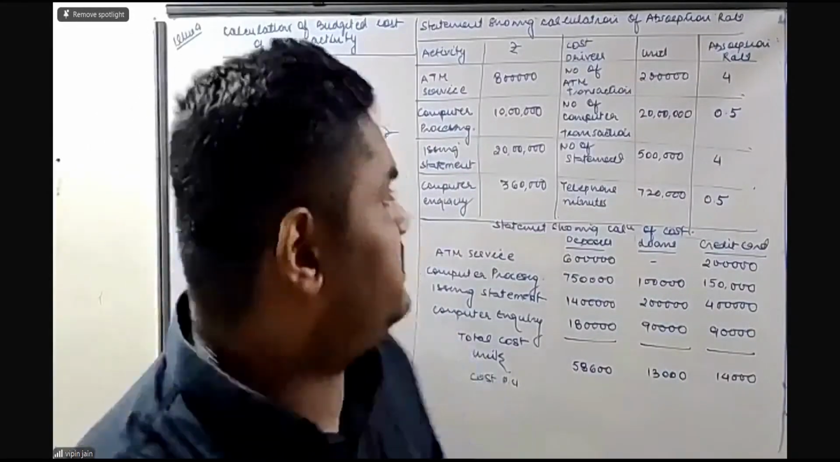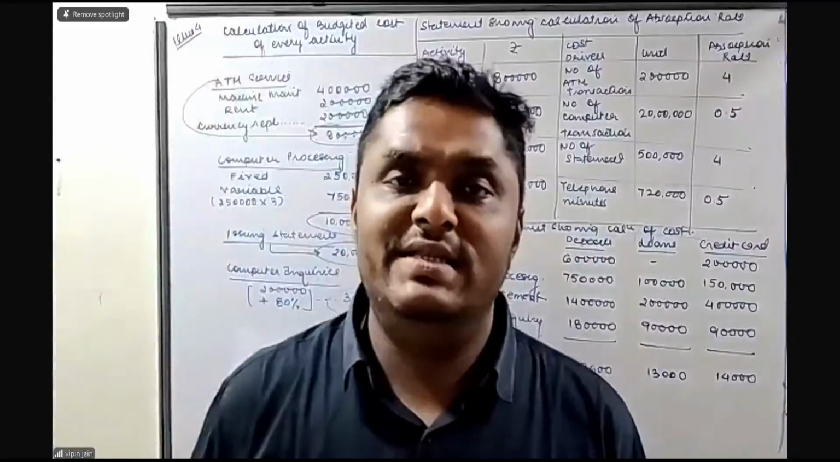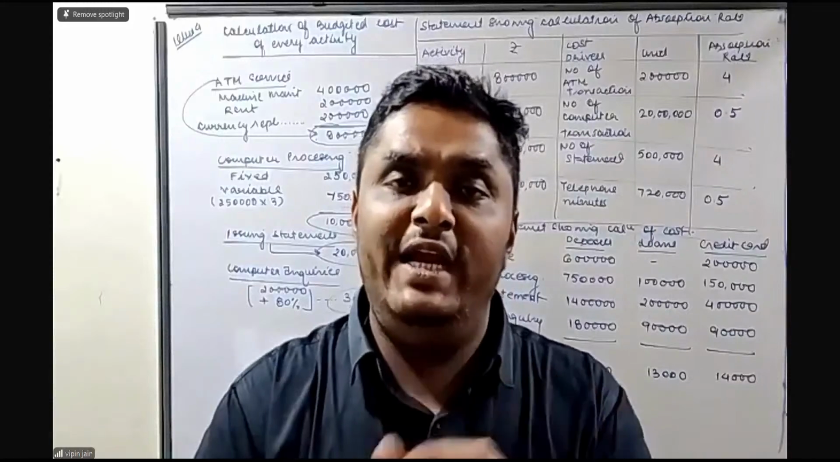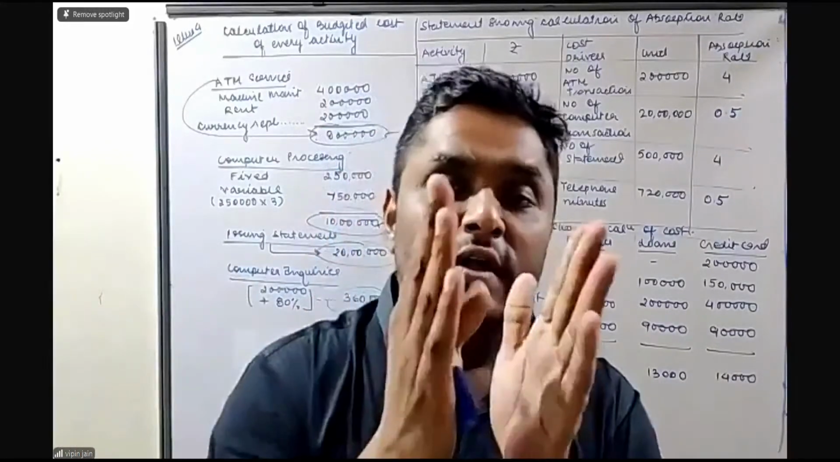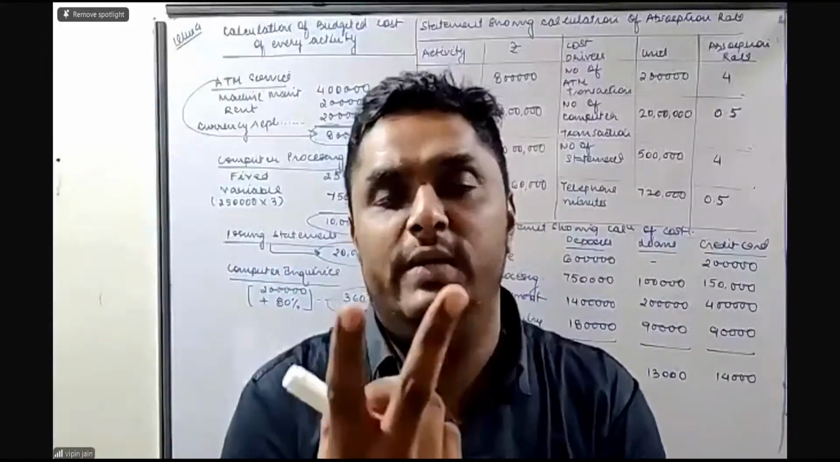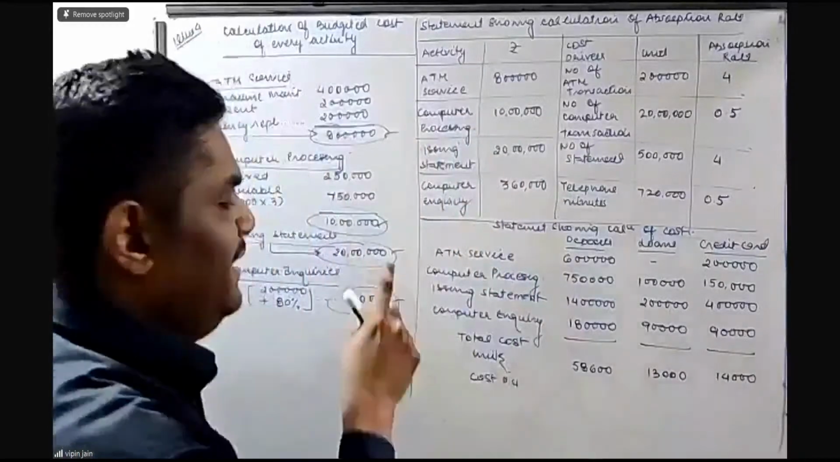Sir, repeat issuing statement. See, for issuing statement, 18 lakh is the cost for 3 lakh statements. And it is given in the question that for every additional 1 lakh statements, the additional cost is 1 lakh. So the number of statements increased from 3 lakh to 5 lakh. So 2 lakh extra statements, so the cost will be 2 lakh extra. So 18 lakh plus 2 lakh, 20 lakh.